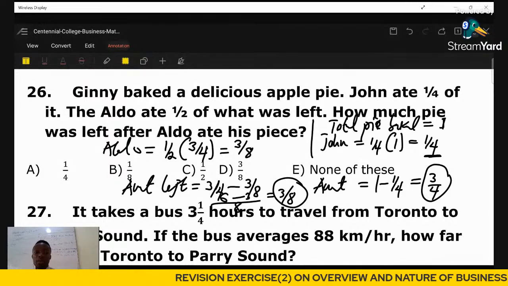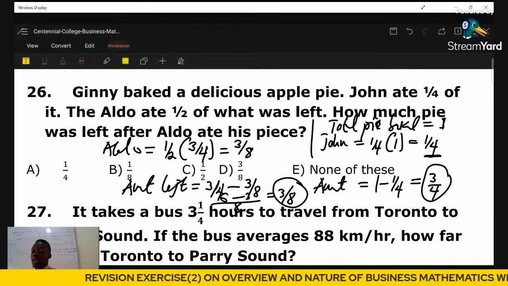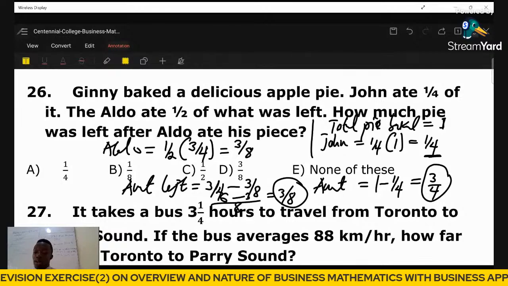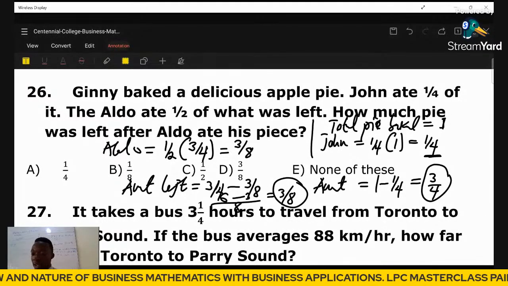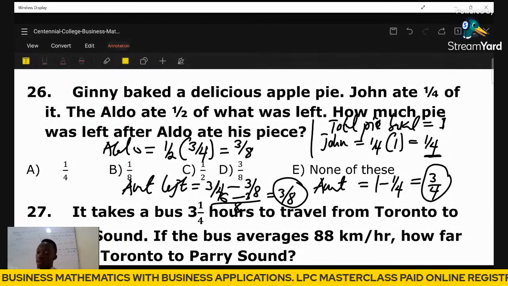So 3 out of 8 is the amount of cake that was left after John and then Ado ate part of the cake. That should be 3 out of 8.